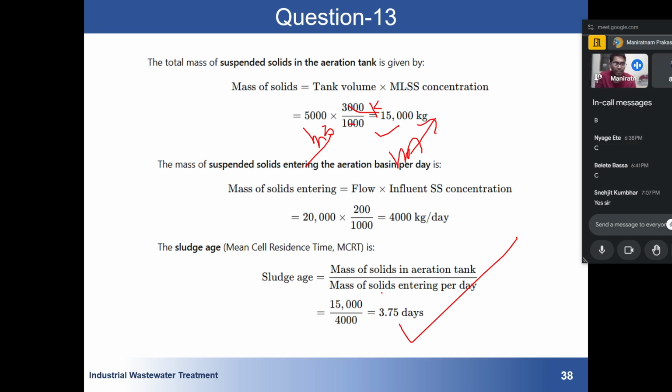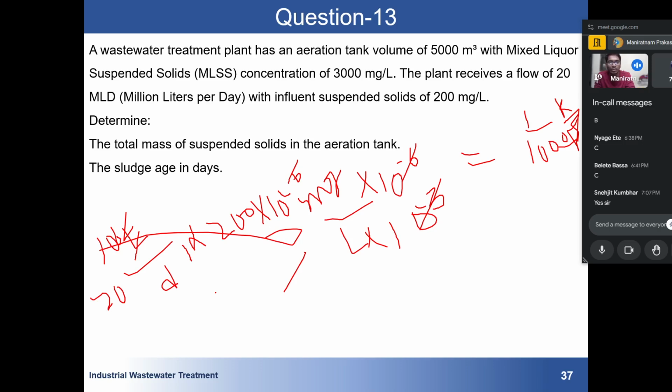What is sludge age, what is MLSS, this has been discussed in detail. This was just a short question from your lecture notes. A more detailed question is also given in your lecture notes. I hope this is clear to you. Any more doubt in this question? This question was all related to unit conversion. If you make any mistake in unit conversion, you won't get the correct answer.